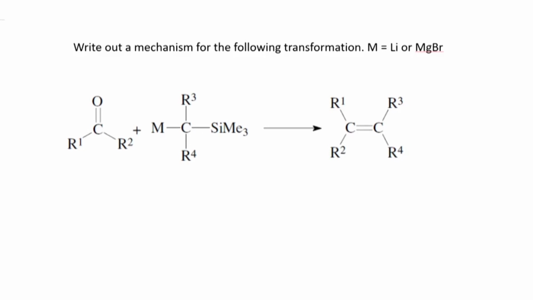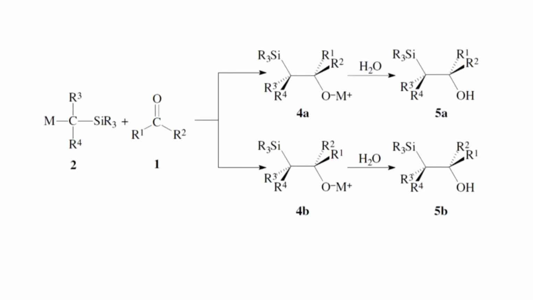So here we start with this metallated silyl compound. The metal can be lithium or MgBr, which is the Grignard reaction, and reacted with a ketone to form the olefin. So the first step here is the addition of this carbon-metal bond across the C double bond O, and it's going to produce two distinct sets of conformations or products. And we know that addition can happen along the C double bond O and produce this kind of a product. And now once it produces this product OM, this can undergo hydrolysis to give you this hydroxyl compound.